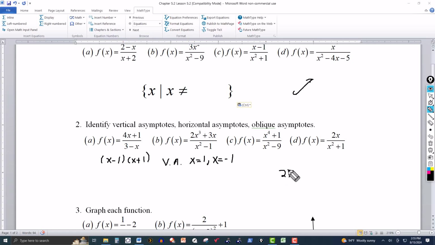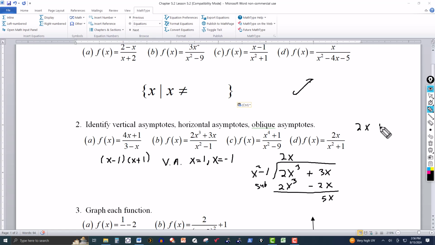So you take 2x to the third plus 3x, and you divide by the denominator, which is x squared minus 1. X squared into 2x cubed will give me 2x. Then multiply here, that's 2x to the third. 2x times minus 1 is a minus 2x. And then we subtract here. These cancel out. 2x cubed minus 2x cubed canceled. 3x minus a minus 2x makes it a plus. So this is 5x. So this is equal then to the partial quotient here, which is 2x, plus the remainder 5x over x squared minus 1.